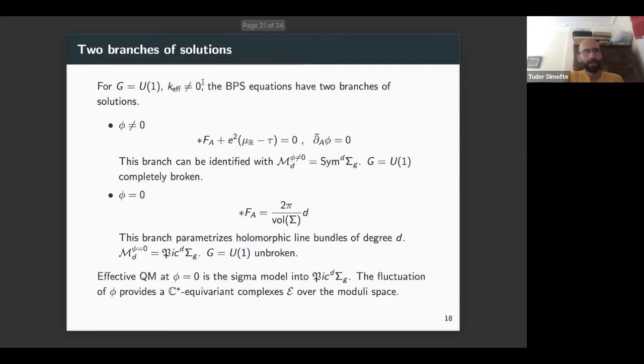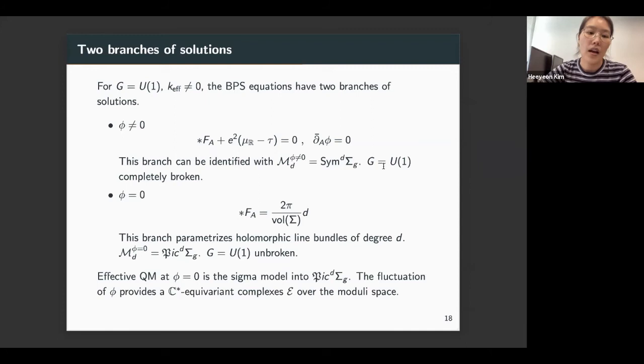So we can describe this explicitly for the U(1) gauge theory when the effective Chern-Simons level is non-zero. And we can check that the BPS equations have two branches of solutions. The first branch is described by the solutions with the section which is non-vanishing. And as I mentioned in the first part of the talk, this branch is described by the solutions of vortex equations. For the U(1) case, this can be identified with the symmetric product of the curve. In this case, this U(1) symmetry is completely broken.